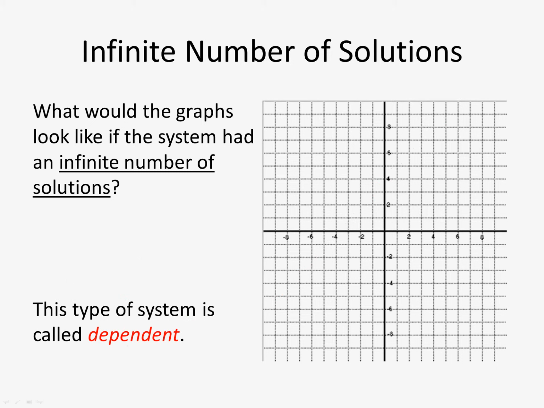Now note, a system of this type is called dependent. Okay, it's a dependent system. The reason it's dependent is because since there are infinitely many solutions, to find a solution you would have to choose a value for one of the variables first. So you can only find what y is depending on what x is, or vice versa. So one of the variables would always depend on one of the others.